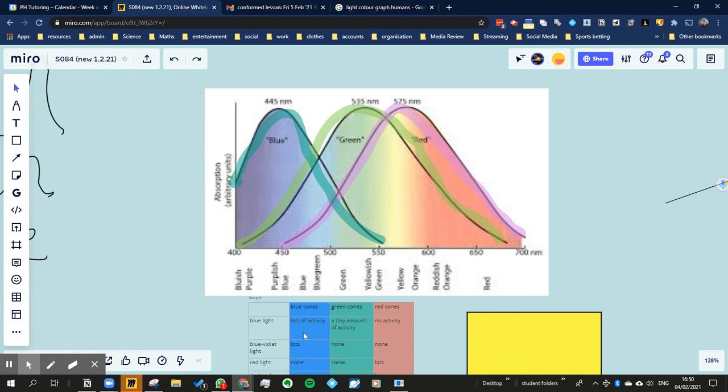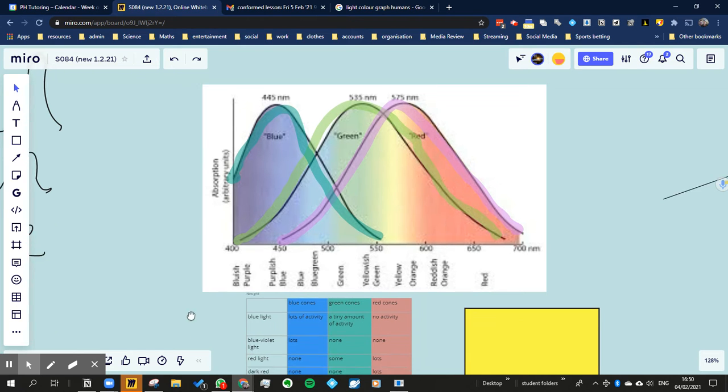So if I were to shine blue light at my eyes, my blue cones would see a lot of activity. They would detect quite a lot of electromagnetic radiation, whereas my green cones would detect a little bit, but not as much. My red cones wouldn't detect anything. And this is the information that goes to my brain, and then I use that to make sense of the world.